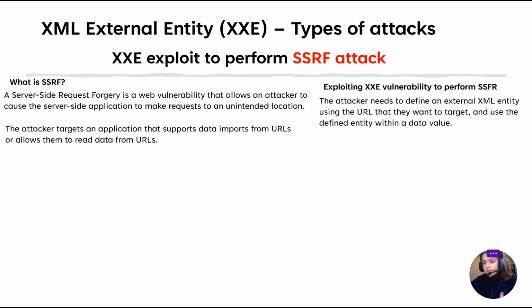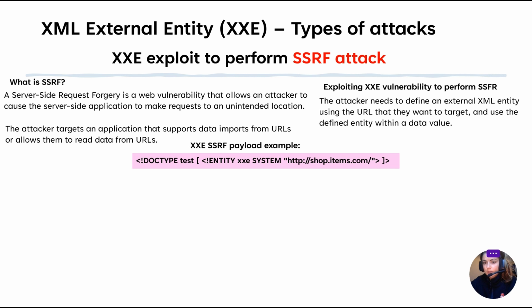So exploiting an XXE vulnerability, the attacker needs to define an external XML entity using the URL that they want to target and use the defined entity within a data value. So that's the example. In this case, it's pretty much identical to the previous one. We have the doc type, we have the entity, which in this case is XXE, system, where we'll be accessing using the system. And this is the website in our example that the attacker actually wants to access.